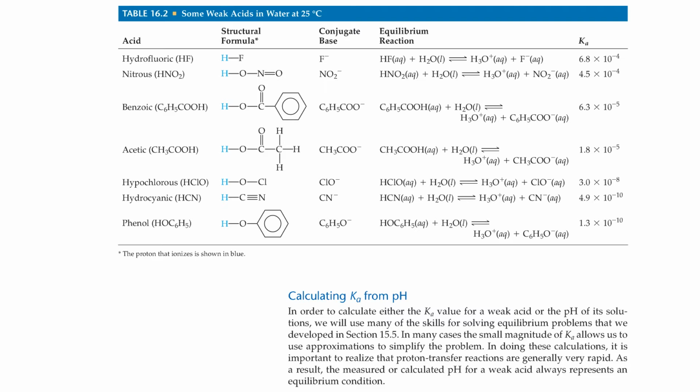Calculating K sub A from pH. In order to calculate either the K sub A value for a weak acid or the pH of its solutions, we will use many of the skills for solving equilibrium problems that we developed in Section 15.5. In many cases, the small magnitude of K sub A allows us to use approximations to simplify the problem. In doing these calculations, it's important to realize that proton transfer reactions are generally very rapid. As a result, the measured or calculated pH for a weak acid always represents an equilibrium condition.